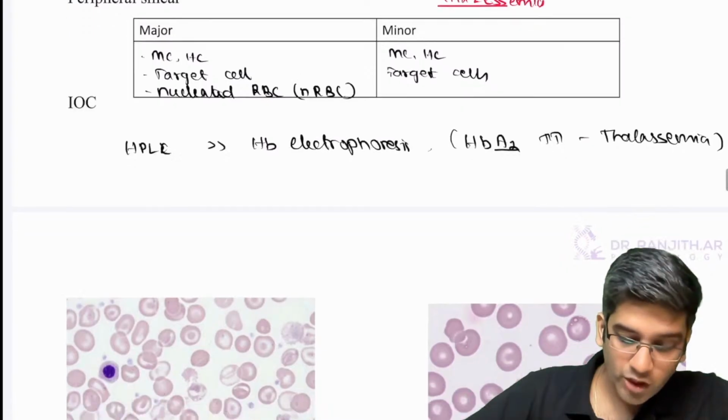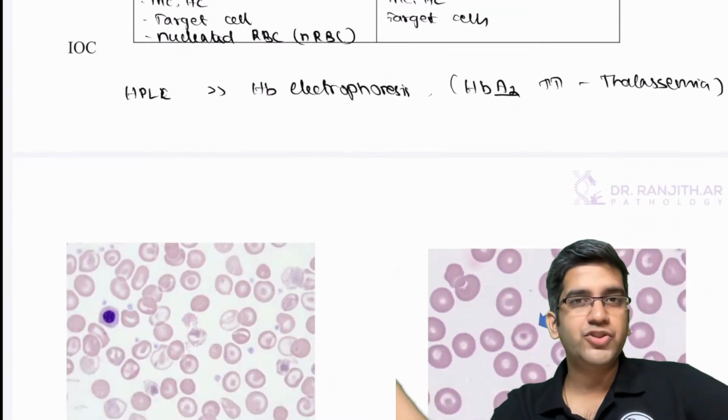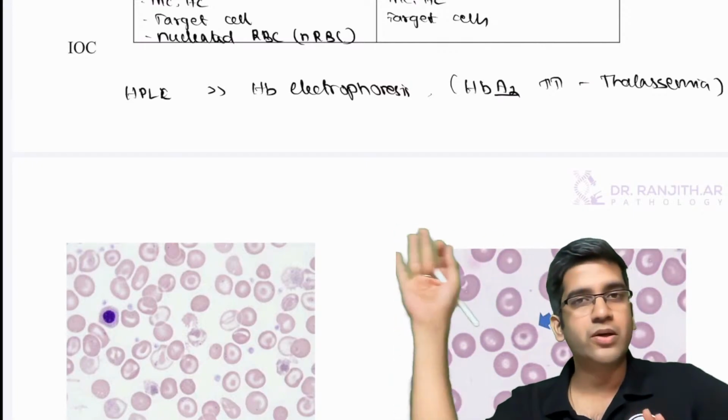This could also be in the long answer question. HbA2 elevated, anemia in the child, think of a thalassemia. HbA2 elevated, almost always you have to think of a thalassemia.